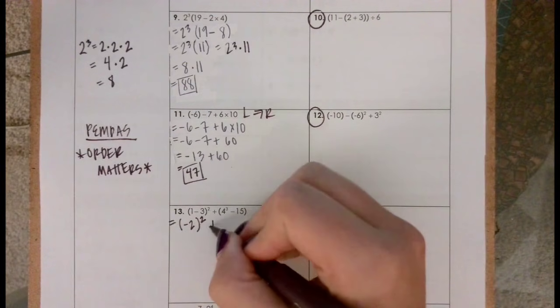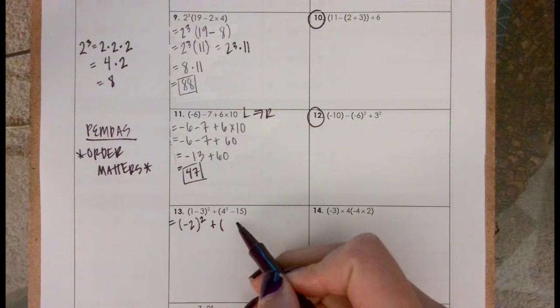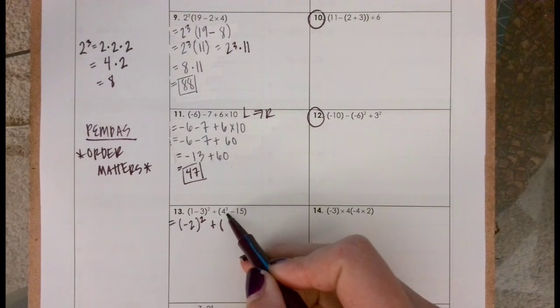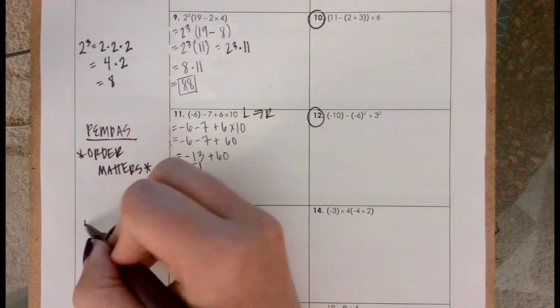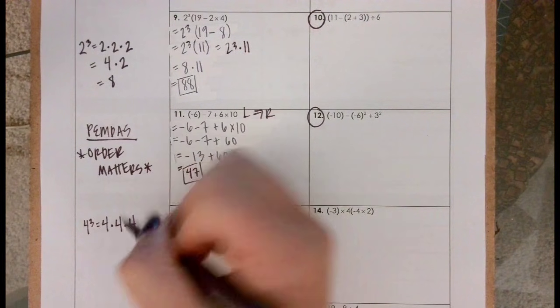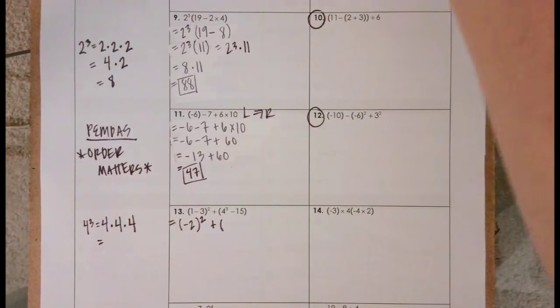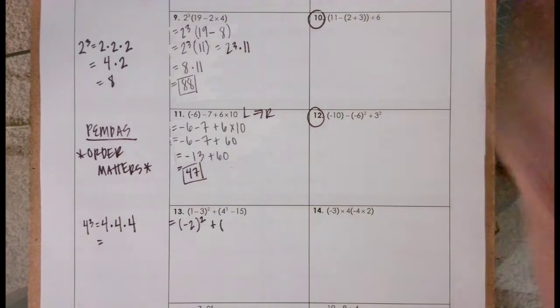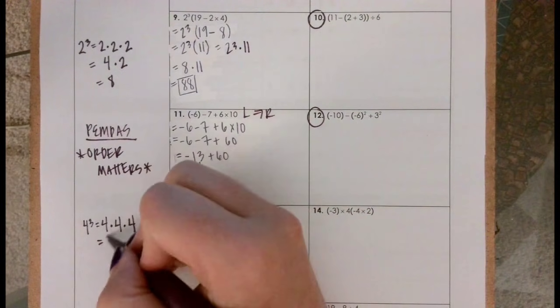that there. Plus, now inside these parentheses, there's an exponent, so we need to deal with that first. Remember, anything to the third power means that number multiplied by itself 3 times. So, 4 times 4 times 4, or 4 to the third, gives me 64.